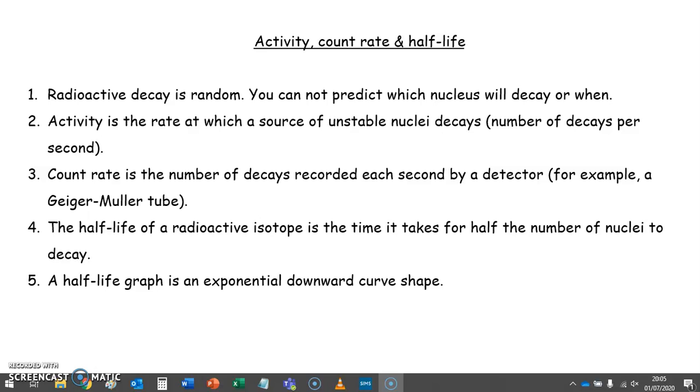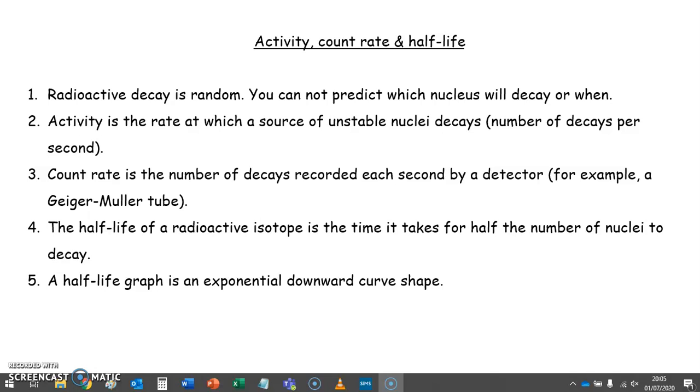Hi boys and girls, welcome to your final lesson of this term for physics, and we'll be looking today at activity, count rate and half-life.